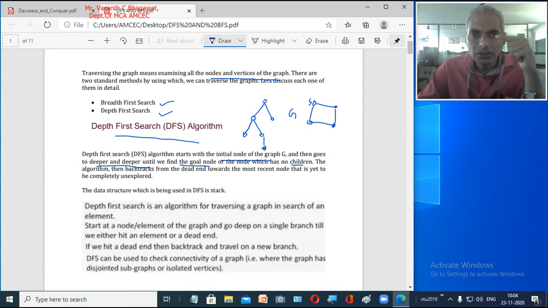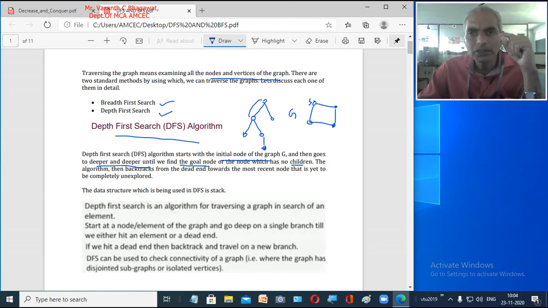So you start with an initial node here, then you visit all the nodes in this tree, but in a systematic manner. So what is that manner? That is the depth first search. The name indicates depth first. So we try to find the goal or the nodes which have no children.